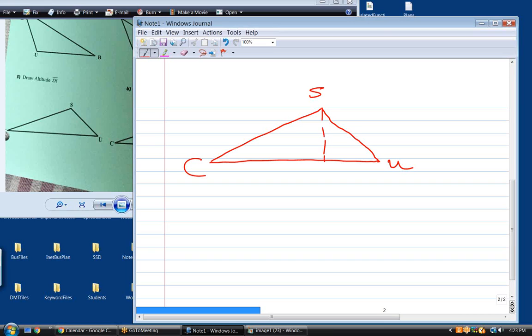Well, if we put the needle on U and make the distance to the pencil exactly SU, then I'm going to construct an arc that looks like this. Okay. It's not going to work, is it?